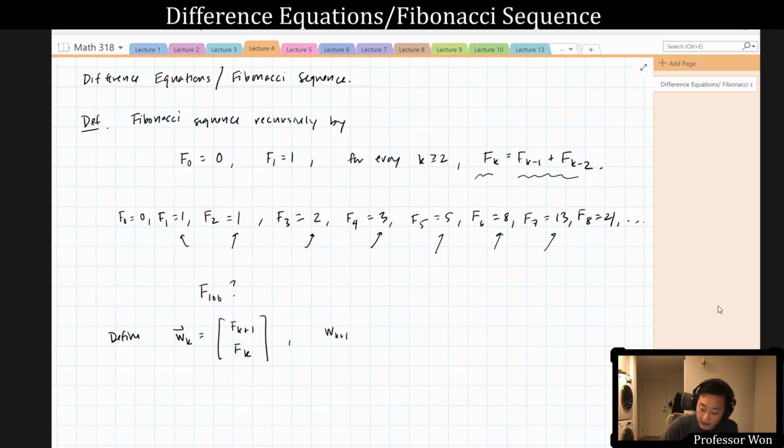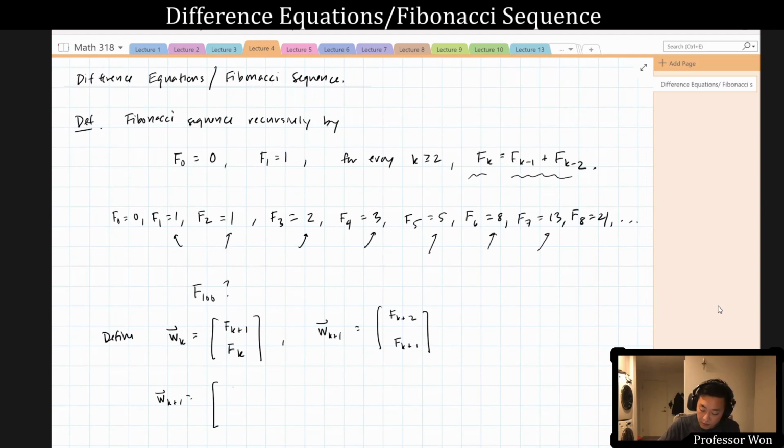wk plus 1, right, is (fk plus 2, fk plus 1), etc. And the thing to notice here is that wk plus 1 is equal to the following matrix, [1, 1; 1, 0], times wk.